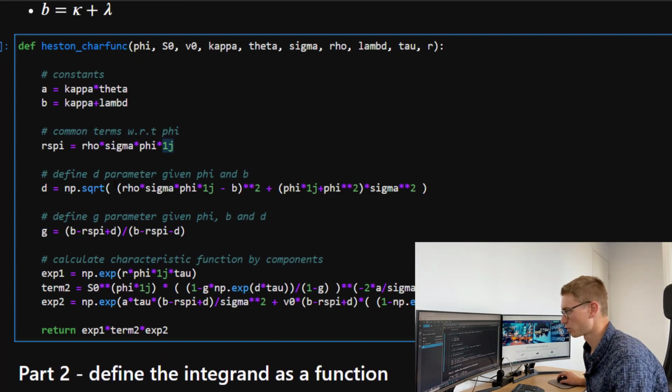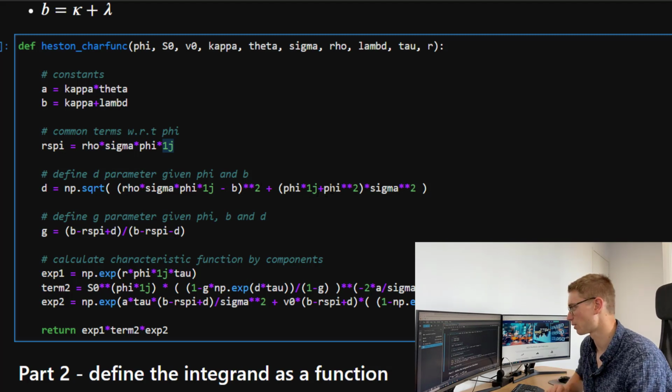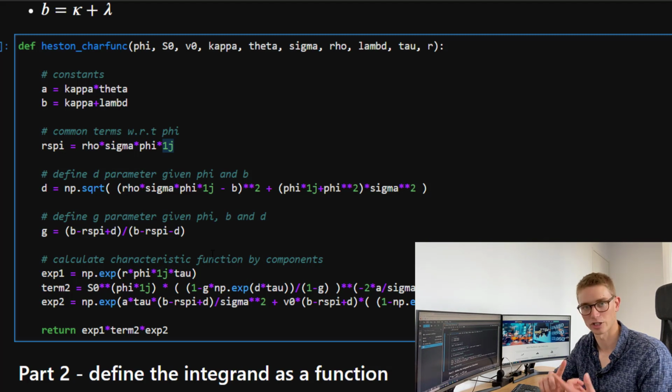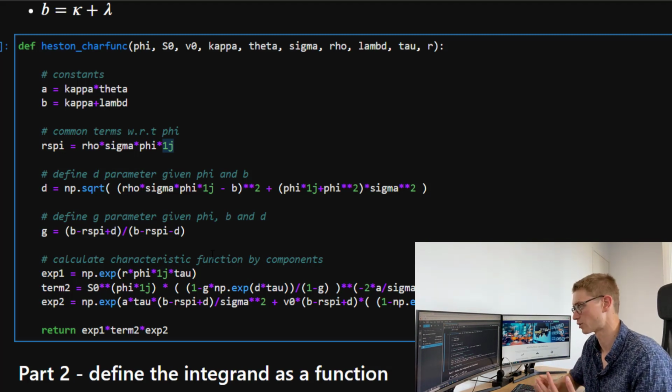D is very simple. All we're doing is the square root of rho sigma times phi times the complex number minus b, all squared, plus phi times the complex number, plus phi squared times sigma squared. Now, G is just represented by b minus rasp plus D, all over b minus rasp minus D. And then calculating the characteristic function, we just do it by components. Again, that was just exponent 1, term 2, and exponent 2.